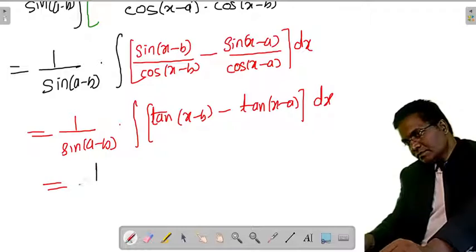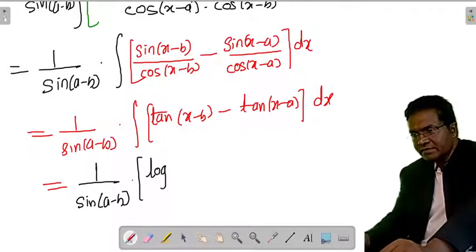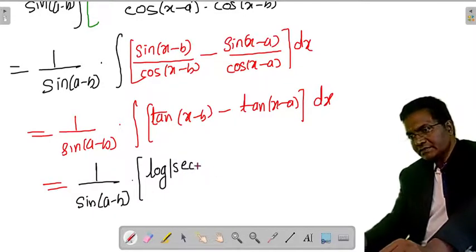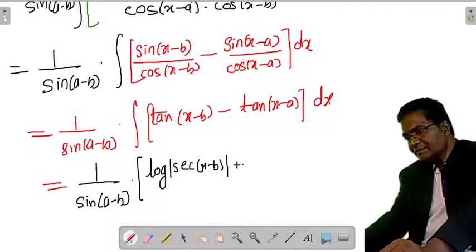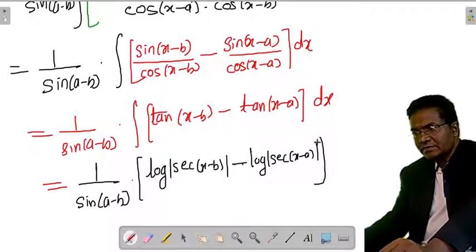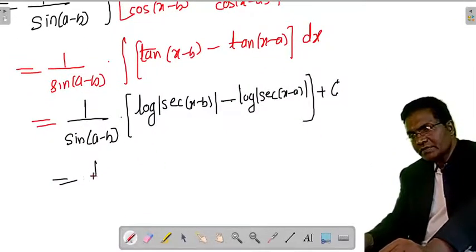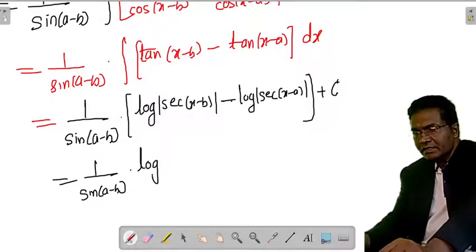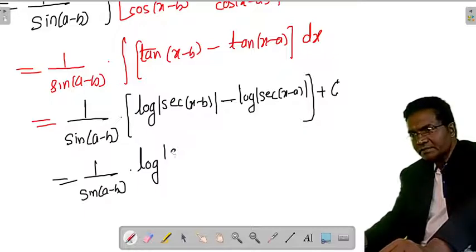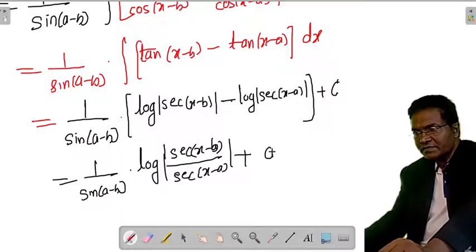Okay, now you got at the end 1 by sine a minus b. Write the integration of tan. Integration of tan is log of sec. So it is log of sec of x minus b minus log of sec of x minus a plus c. Okay, if you want further, you can write 1 by sine of a minus b, log m minus log n is log m by n, so you can write it as log of sec of x minus b by sec of x minus a plus c.